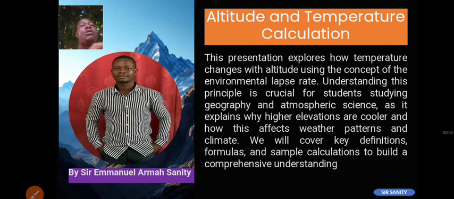It explains why higher elevations are cooler and how this affects weather patterns and also affects climate. We will cover key definitions, formulas, and sample calculations to build a comprehensive understanding of the topic as a whole. So we will start with what we have today to discuss, that is temperature.